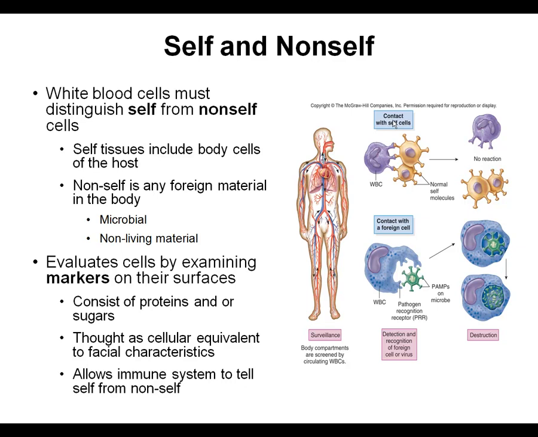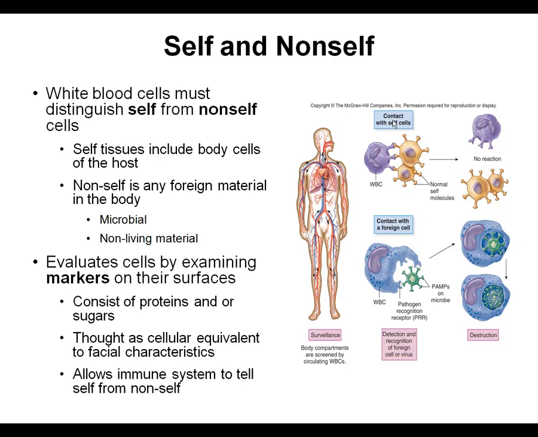Then there is non-self tissue, and this is any foreign material that is either microbial or non-living in some form, and the body is then going to attack it. It looks at self versus non-self. If it recognizes it as self tissue, there's going to be no reaction. If it doesn't recognize it as self tissue and says that it's foreign, then it's going to employ some sort of mechanism like phagocytosis or inflammation to destroy those organisms, those foreign cells, and keep the body healthy.